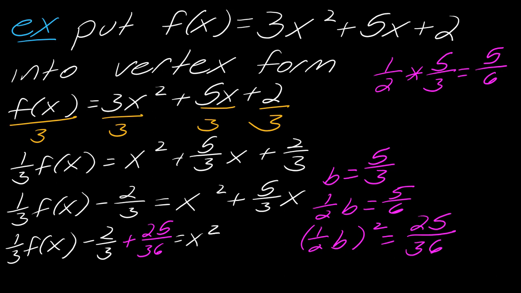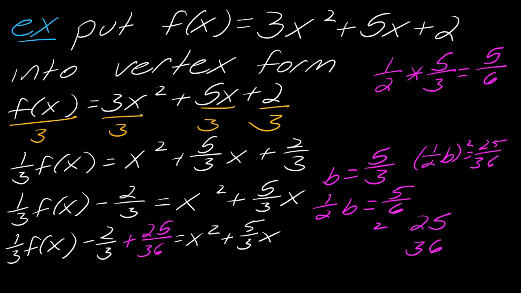And then this is x squared plus 5/3 x. I'm kind of running out of room. Let me write my half b squared, 25 over 36, over here so I can make some space for myself. Okay, and so then I'm just going to add 25 over 36.